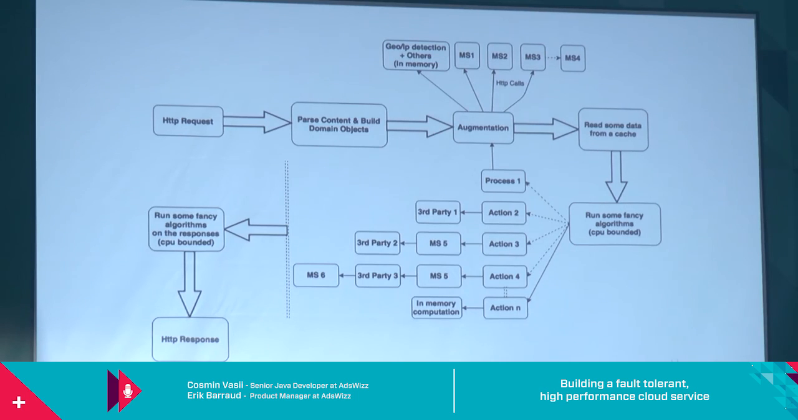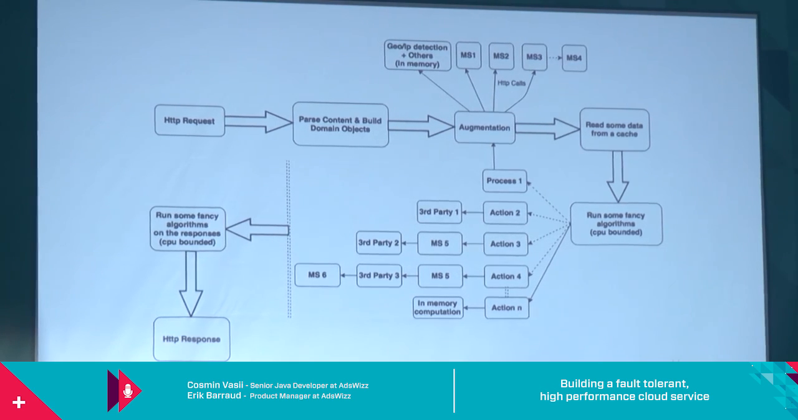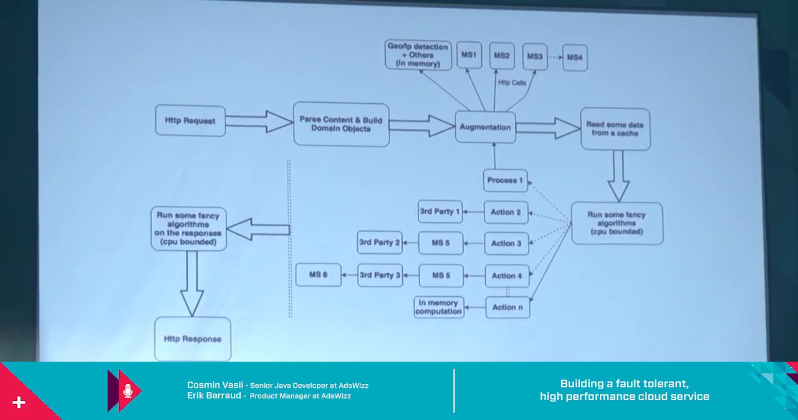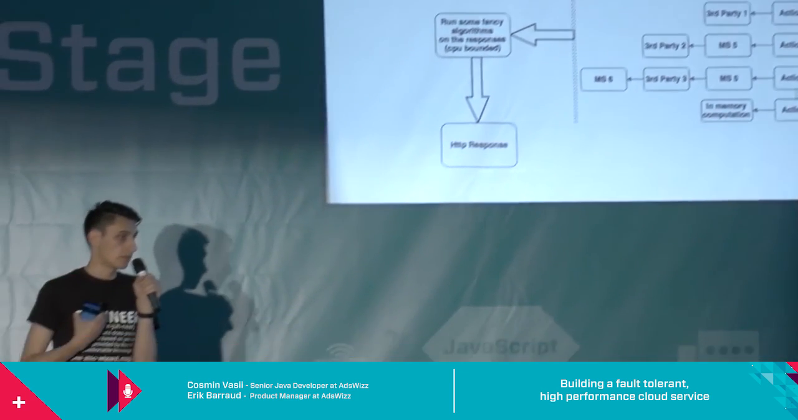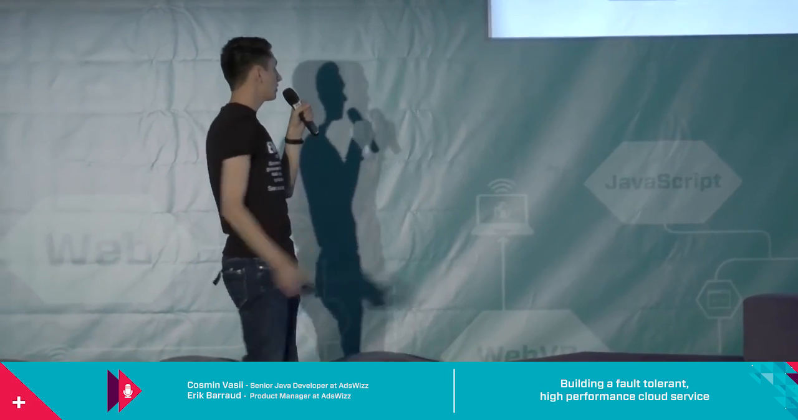So that's HTTP. Then we read some data from a cache, then we run some fancy algorithms which are highly CPU bounded, then we run a lot of processes just to get those ads. And processes come in different shapes, and there can be any combination of them. So we can do in-memory computation, we can call a third party via an HTTP call, or we can go to a microservice, then to the third party. Then microservice, third party, and again microservice. So a lot of HTTP calls. Then we get all these results, these ads, and we run again some fancy algorithm on them to get the ones that pay better for us. And in the end, we build the HTTP response.